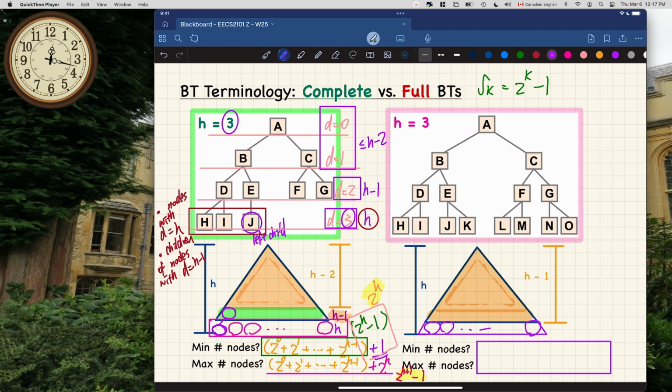Okay? It's basically going all the way from 2 to the 0, 2 to the 1, plus all the way to 2 to the h, which will be 2 to the h plus 1 minus 1. So you can see this number over here corresponds to the maximum nodes for the complete binary tree. What does that mean? A full binary tree is a complete tree in which you got all the nodes available in the bottom level, right? That's one way to see it.